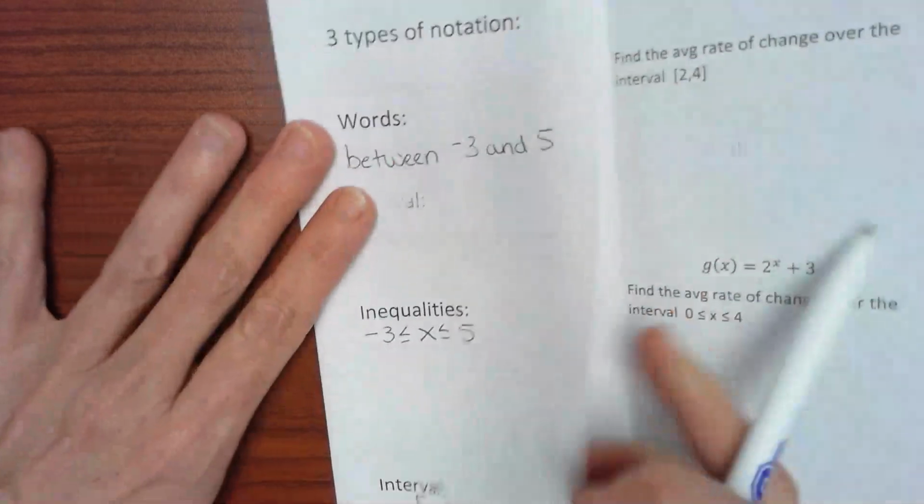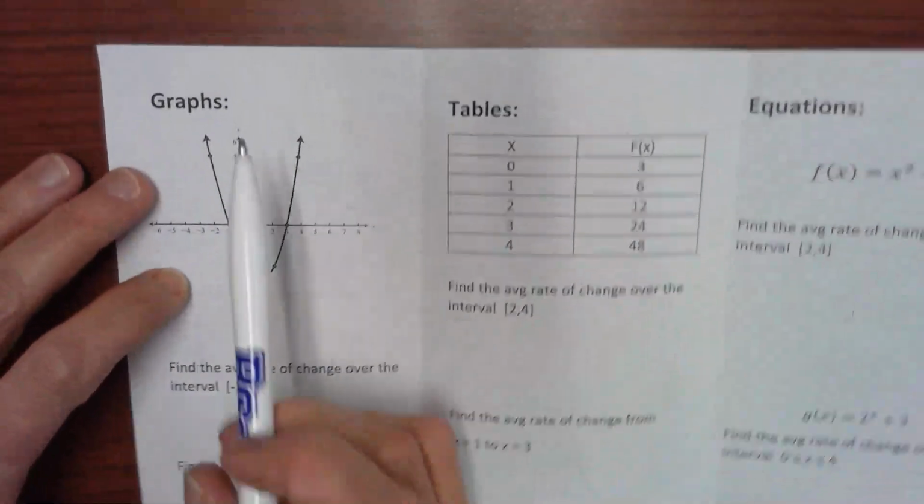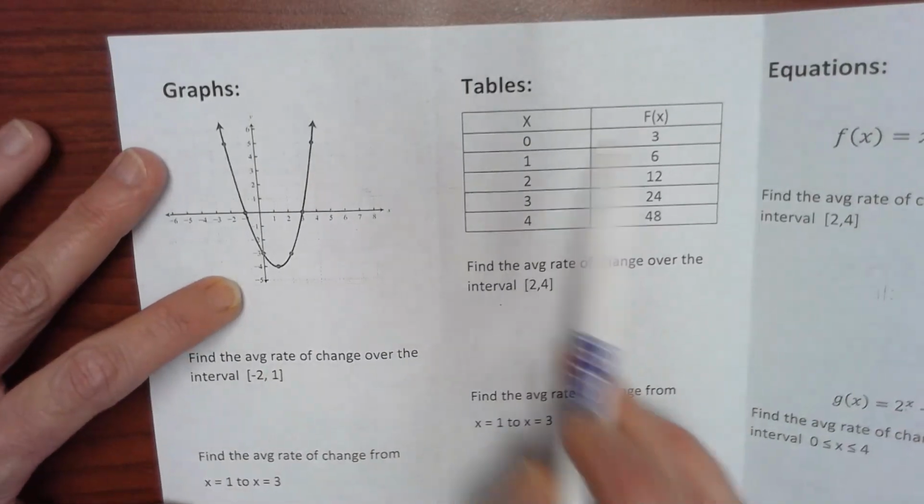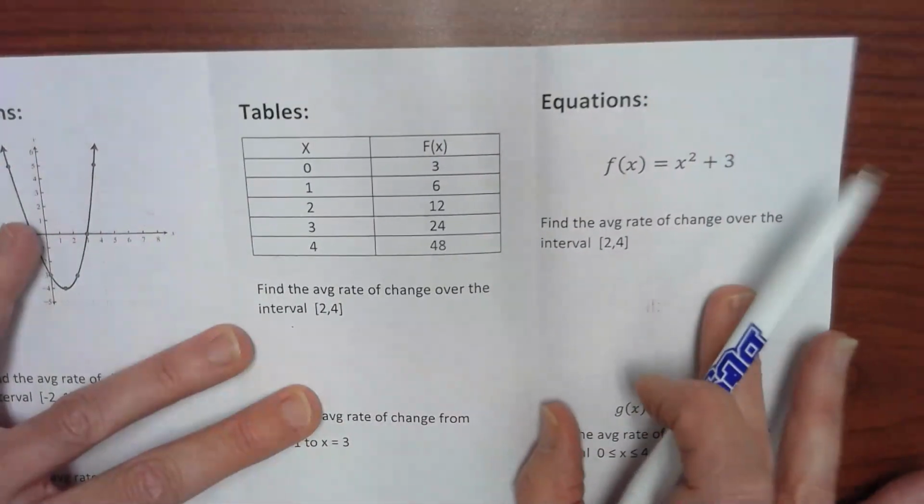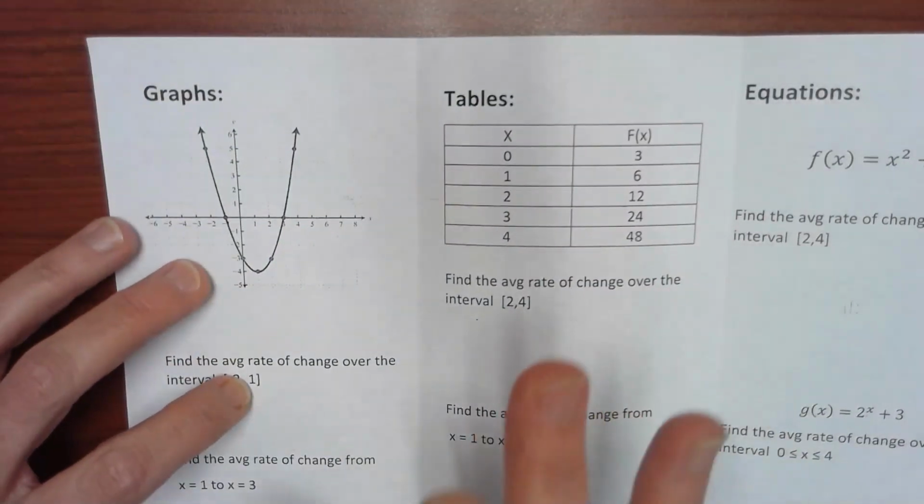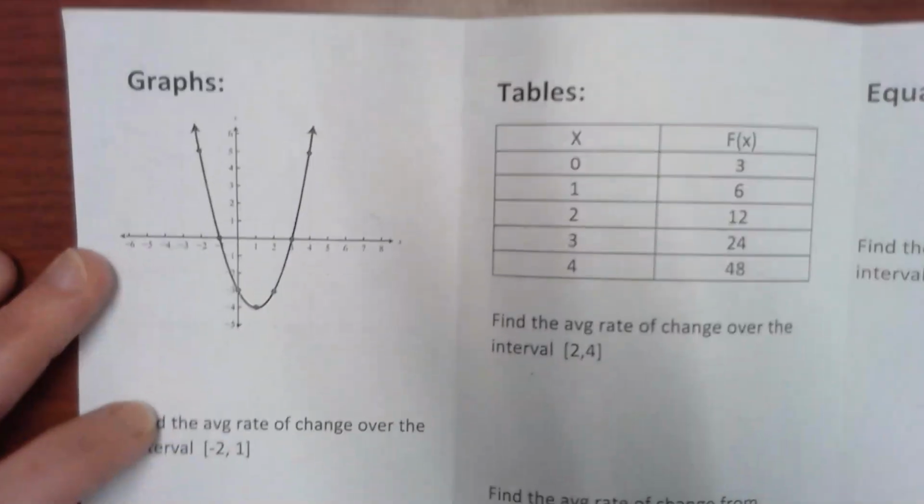Okay? So the way we're going to do this is we're going to break this up into 2 days. So today we're going to understand how to find average rate of change with graphs and tables. And then the one that you all thought was the hardest, we're going to do equations tomorrow. Okay? Again, make sure you're keeping this.